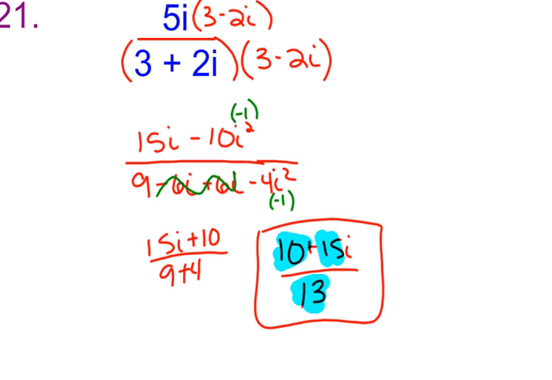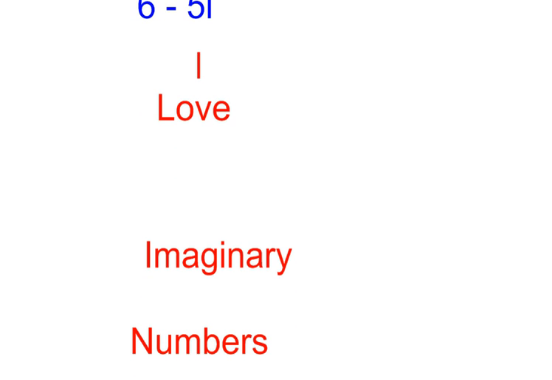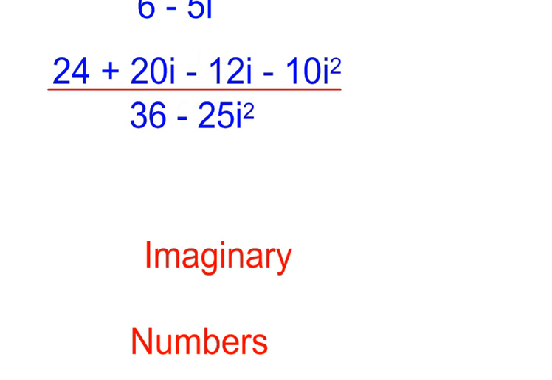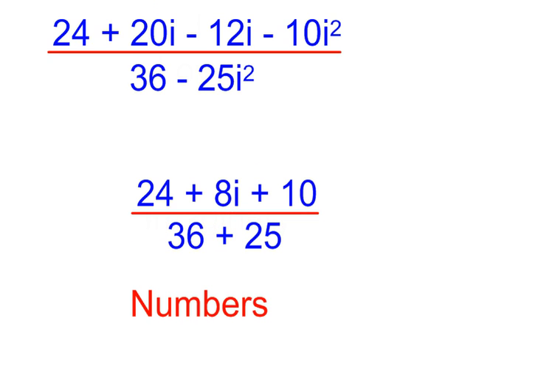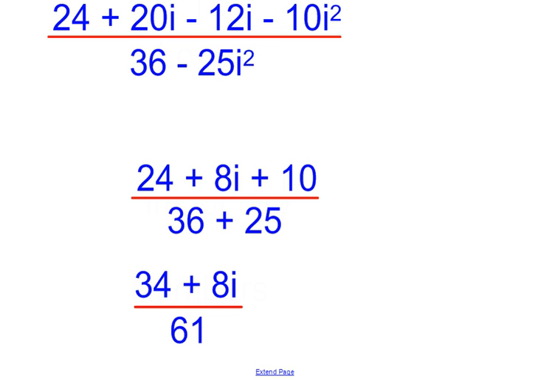Last one I want you guys to go ahead and try. Pause the video, and then when you're done you can take a look. So here's some work. When I FOILed up my numerator and my denominator, that's what I got. So when I combined like terms and replaced i squareds with -1, and then my final answer is 34 plus 8i over 61.